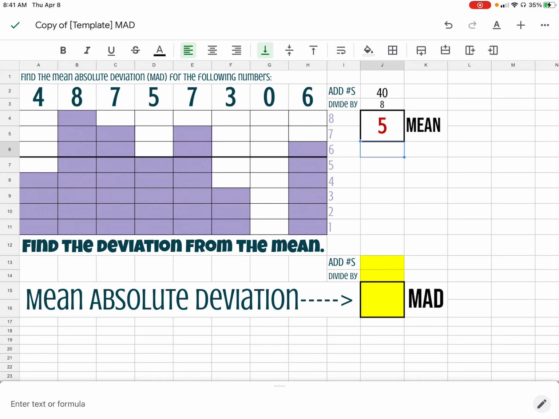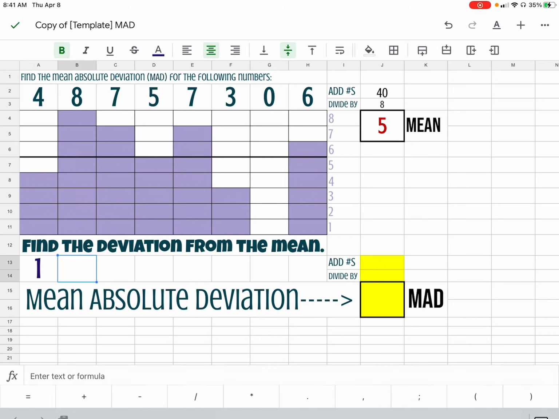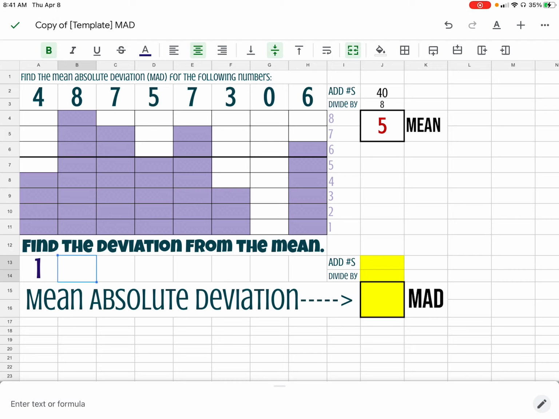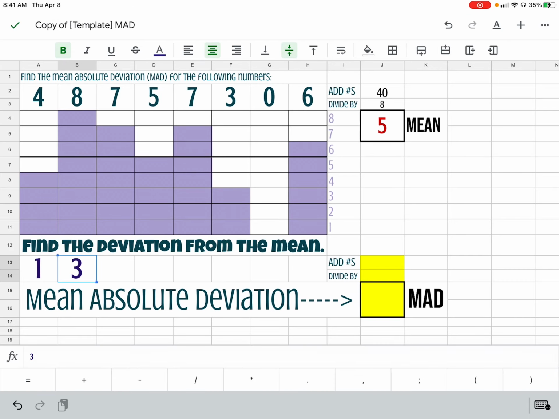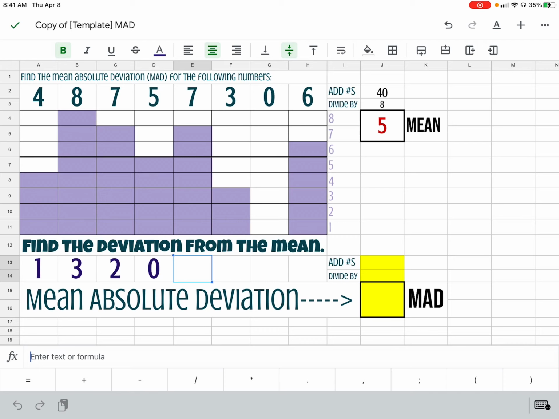Now, if you see here, everything is like the blocks. So we have the mean line here at 5. So 4 is 1 away. 8 is 3 away from 5 because 8 minus 5 is 3. 7 minus 5 is 2. 5 minus 5 is 0. And notice there it's 0 blocks away from the mean.